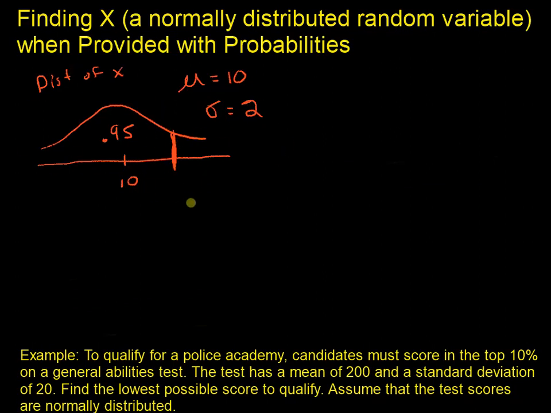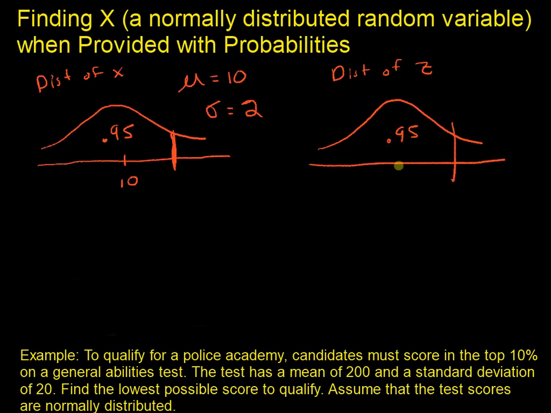Say I'm supposed to find this. Well, how am I going to do this? Well, I know how to find it if I have the distribution of z. So say this is the distribution of z, and here's 0.95. I know how to find the 95th percentile of z. We talked about that a few videos back. How do you find this corresponding z value where the probability of being less than that z value is 0.95? Well, to do that, you go into your table.